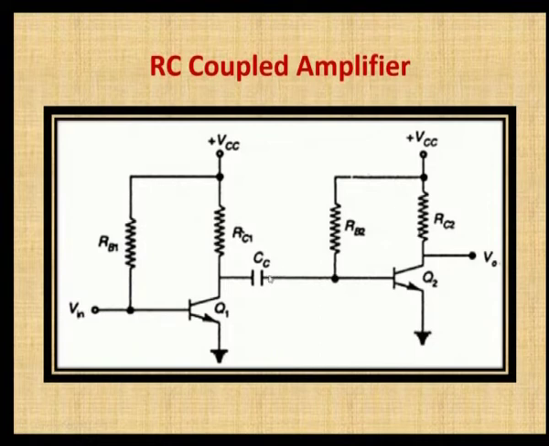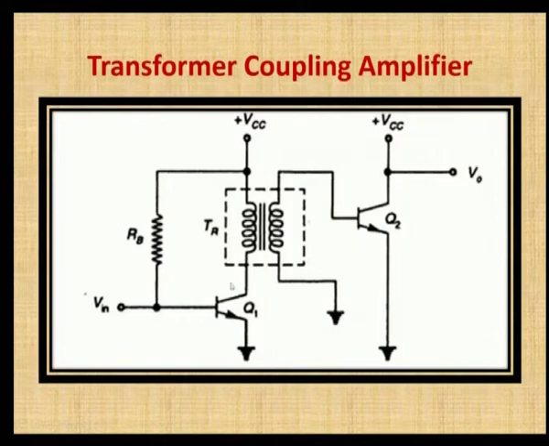We have seen the advantages and the disadvantages of RC coupled amplifier in the previous session, and this is very less expensive and easy to use, and this gives moderate current gain and voltage gain. These are some of the characteristics of this circuit. And next is the transformer coupled amplifier.